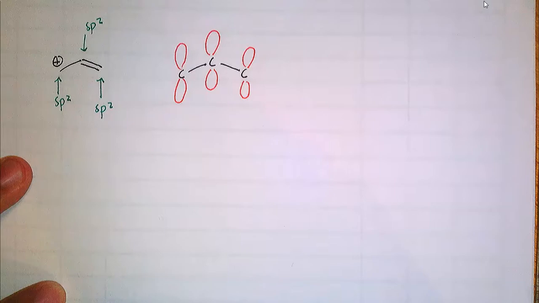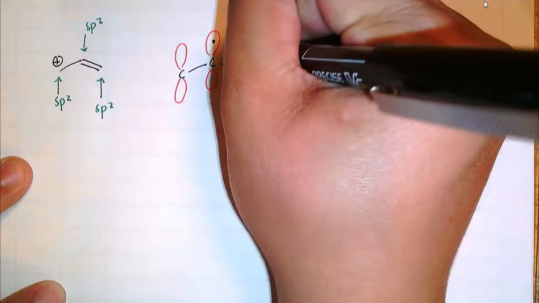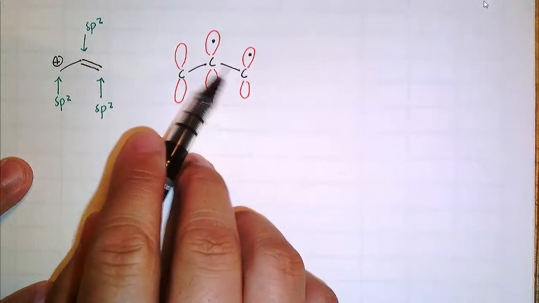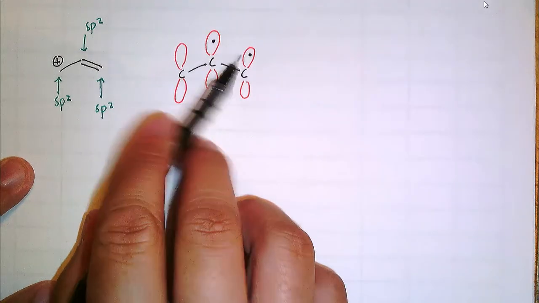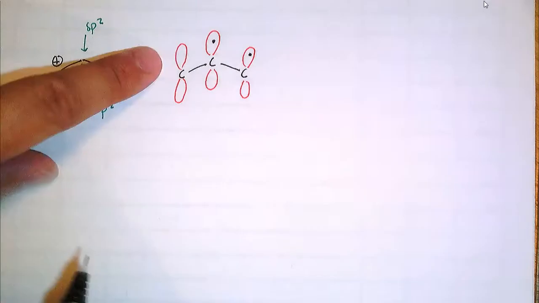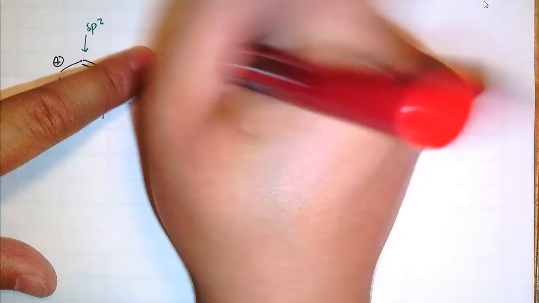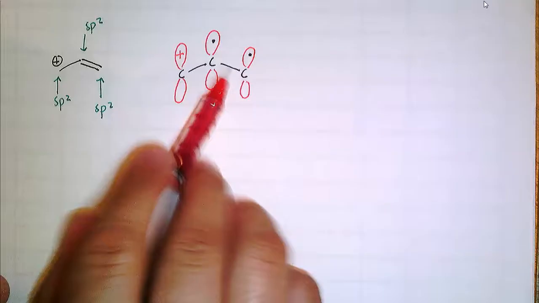Where's our double bond? Our double bond is here. Okay, so we have a sigma bond. I'm not drawing the sp2 orbitals. And we have a pi bond. But because we have a p orbital next door and it's empty, there's overlap between these p orbitals.